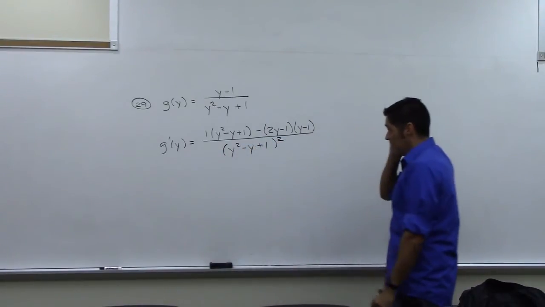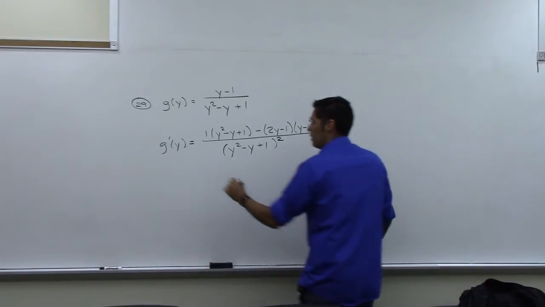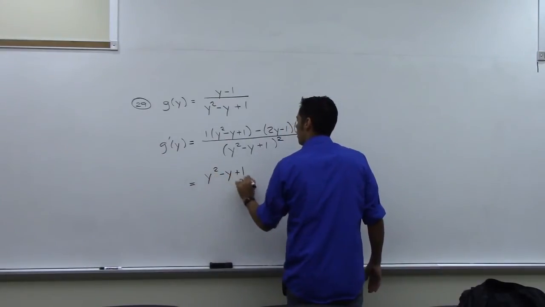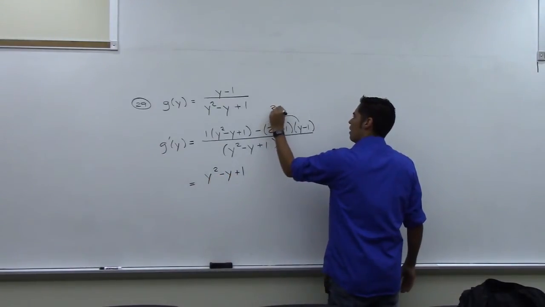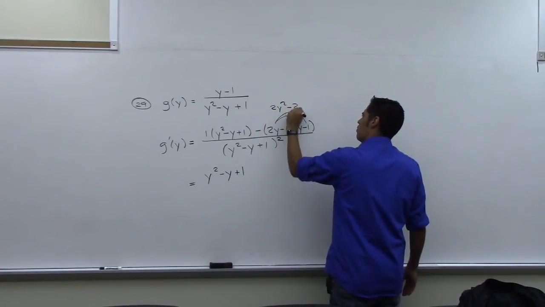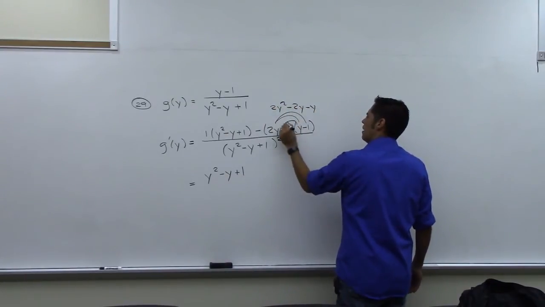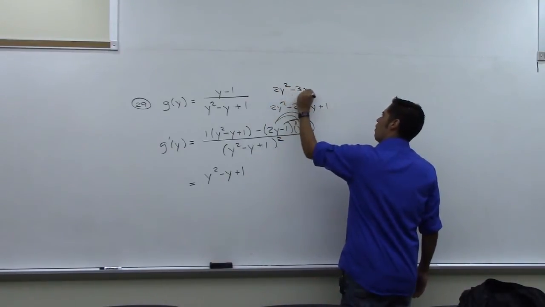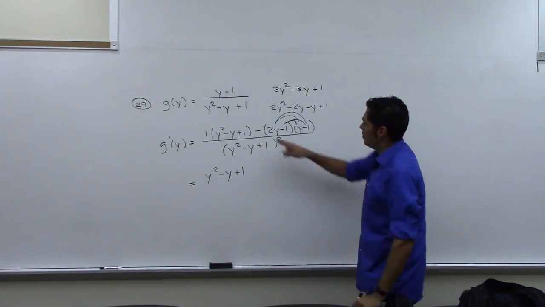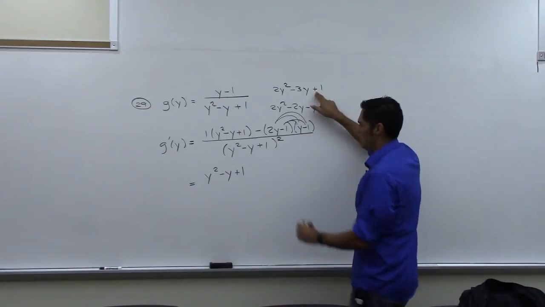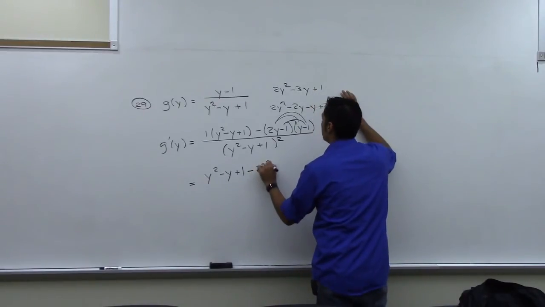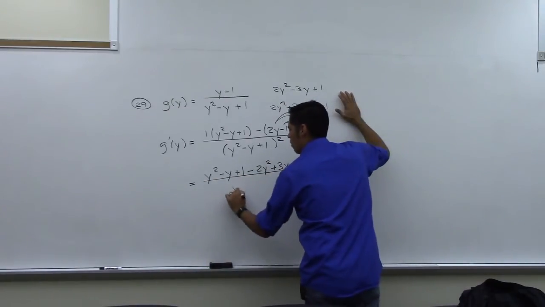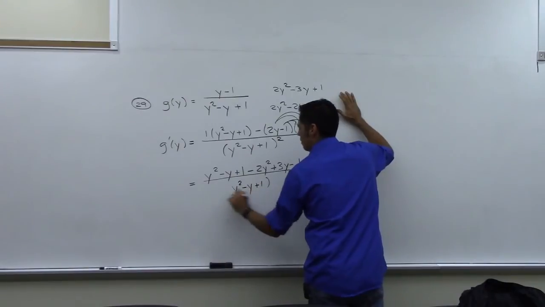All right, so I'll have to multiply things out. This is going to be 1 passes through here, you just get y squared minus y plus 1. And then I'm going to get here 2y squared minus 2y minus y plus 1. So this is 2y squared minus 3y plus 1. But I'm subtracting this, so I'm going to change the signs on each of these. So I get negative 2y squared plus 3y minus 1 all over y squared minus y plus 1 squared.